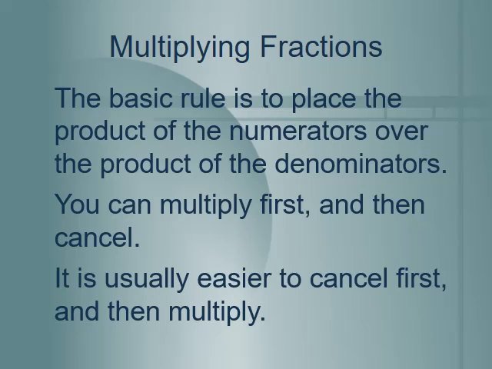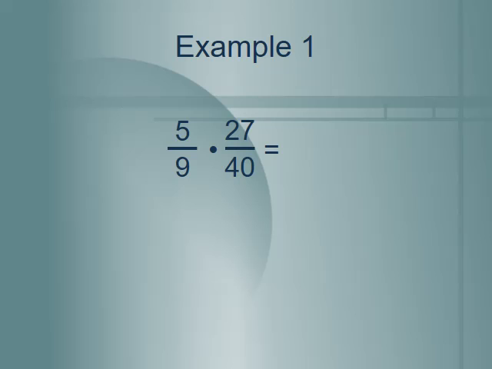So let's look at an example. So we have 5 over 9 times 27 over 40. We can easily reduce this before we multiply and we have smaller numbers to deal with. We can change this to 1 and 3 and 1 and 8. So now we only have 1 times 3 and 1 times 8. So that's 3 over 8.